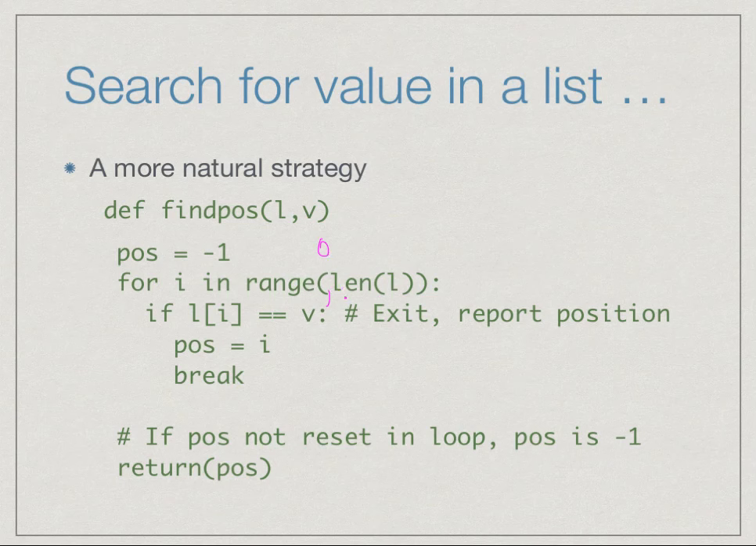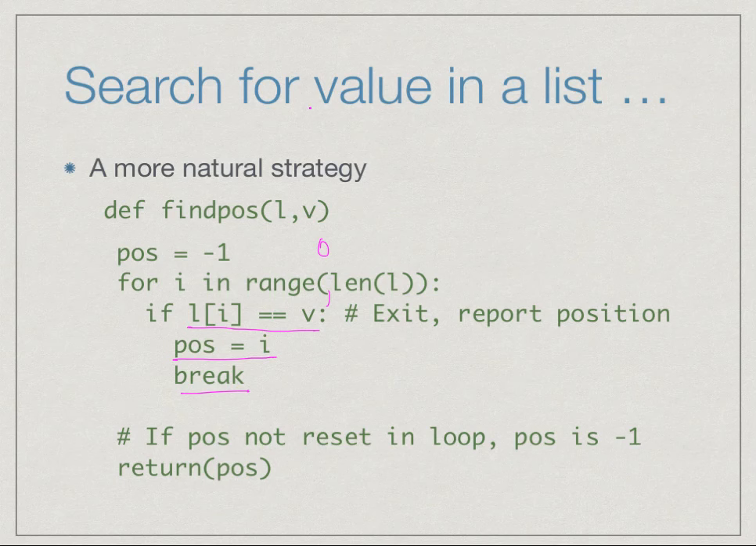If we don't give a 0 and give only one argument, this is taken as the upper bound. So this will go through all the positions. And instead of checking x, we check L at position i. If L at position i is v, then we set the position to this current value and we break. So by changing the variable that we put in the for, we have got a slightly more natural function.